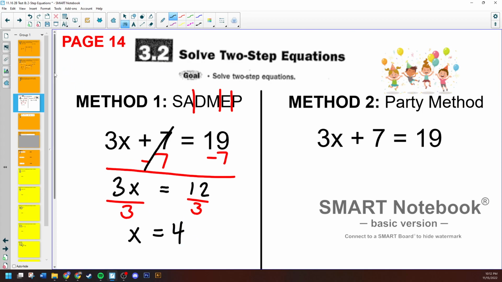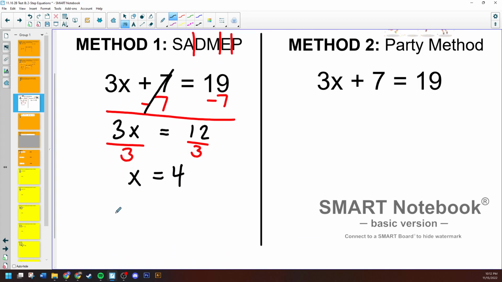We'll even do a little bit of a check just to make sure this works. I won't bother doing it over here. So here we go. Let's write down our original equation. That was 3x plus 7 equals 19. So what we're going to do is take that 4 and plug it in here for x. I'll put it in parentheses.